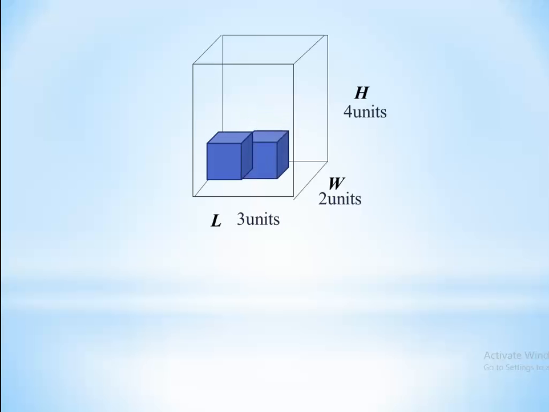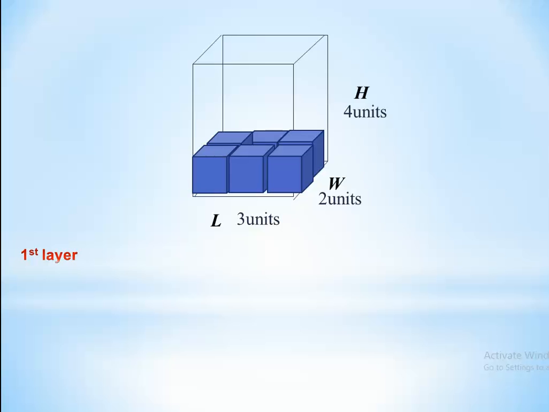If we have a cuboid like this with dimensions 3 and 2 and 4, 3 is the length and 2 is the width and 4 is the height. So we are going to fill this cuboid with small cubes with 1 centimeter edge length, to calculate the volume. Let's see how. Okay, 1, 2, 3, 4, 5 and 6.